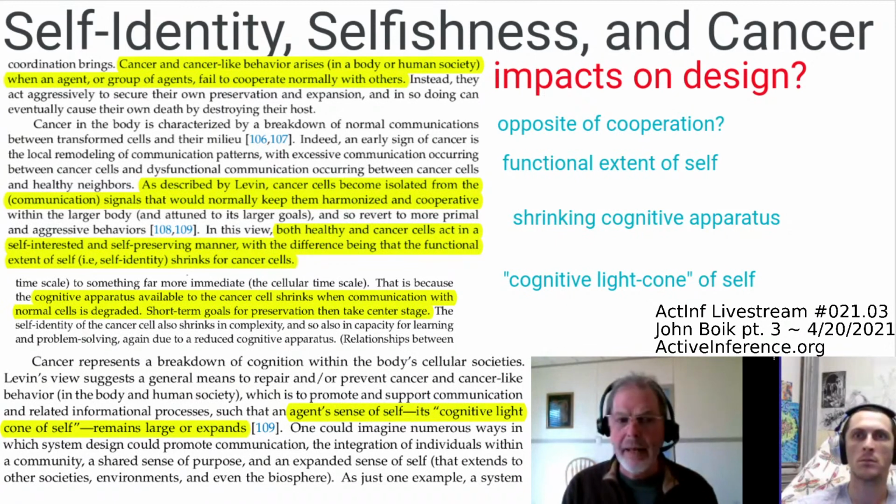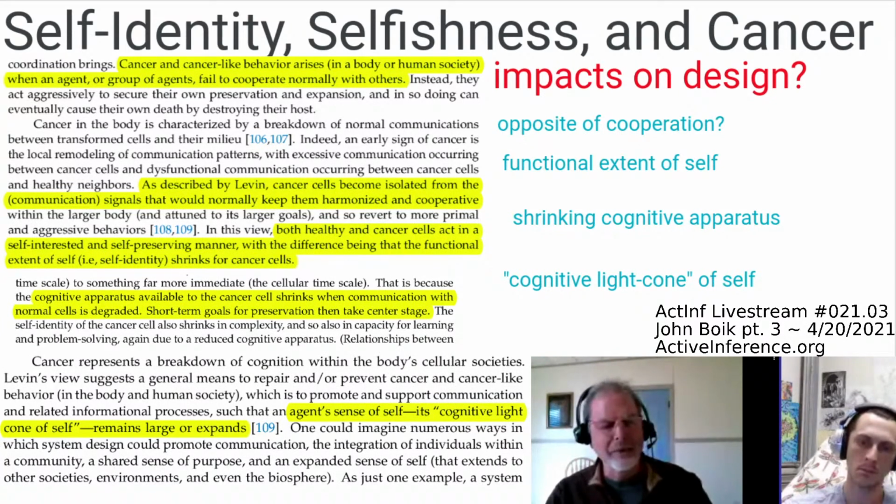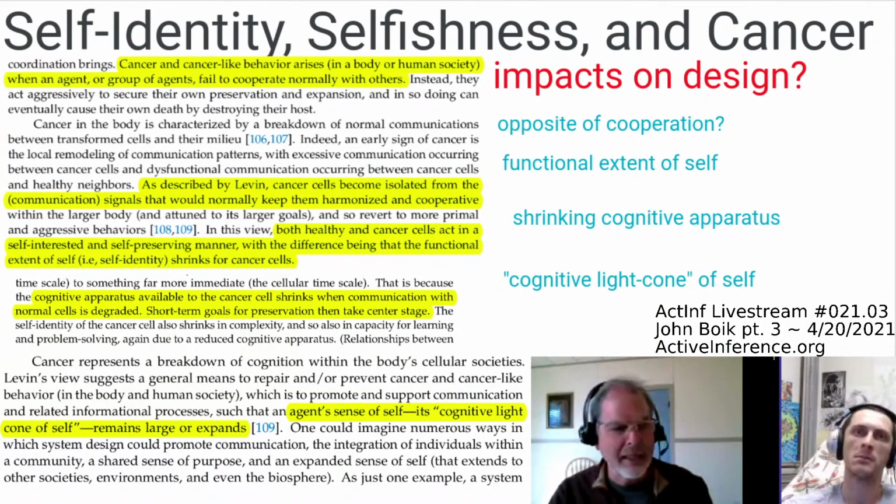So its capacity to act, say, over multiple timescales, to behave in such a way that it will exist in 2 years or 5 years, is reduced because, he has a nice term for it. He calls it the cognitive light cone of self is reduced in a cancer. And this is really interesting when we talk about how this might play out at a societal level, right?